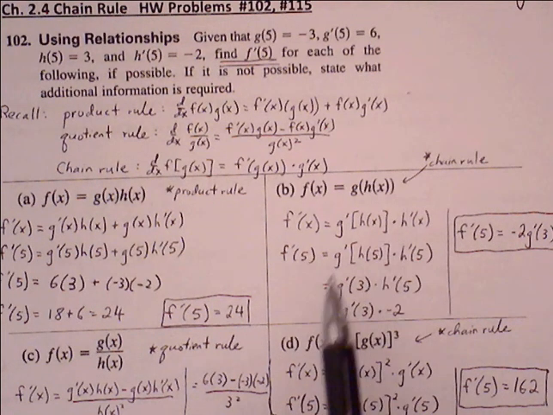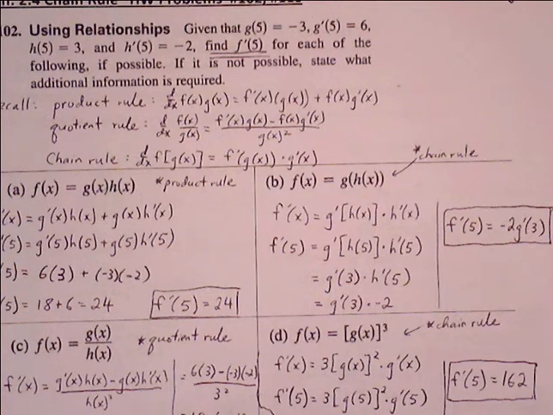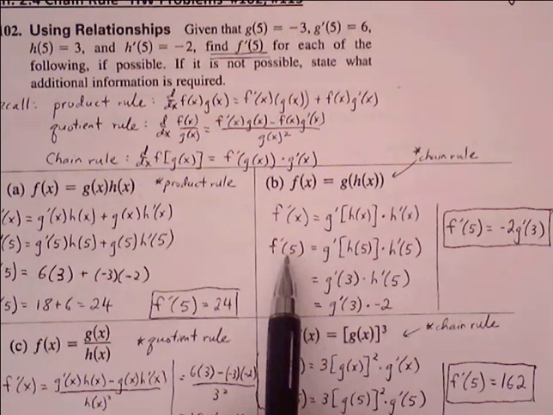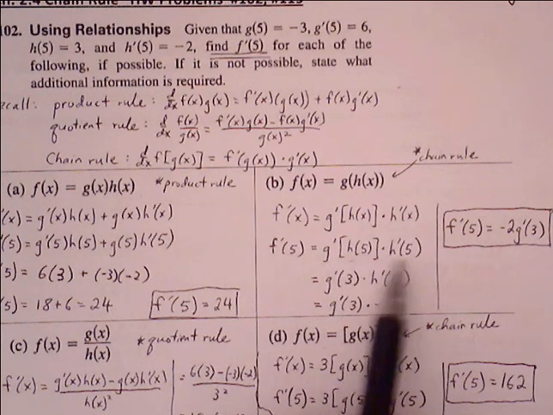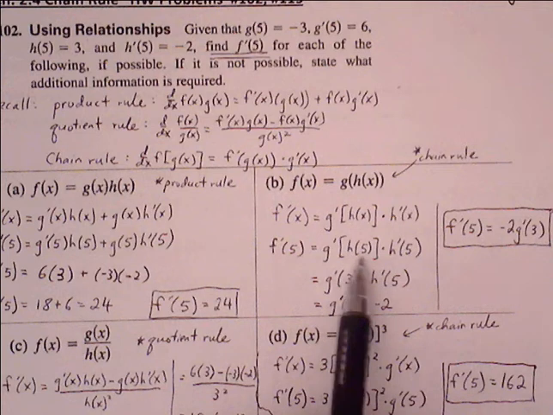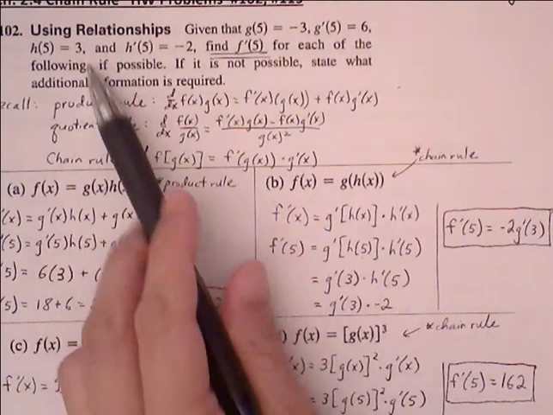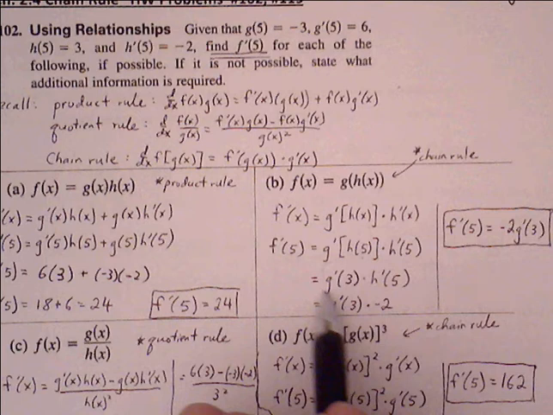Okay. Now, step by step, we're going to get this out of function and derivative notation. First thing we do is replace every x with 5. So h of 5 here, h prime of 5. We know what h prime of 5 is: negative 2. So replace h prime of 5 with negative 2. From here, we work from the inside out. h of 5 is 3, so replace h of 5 with 3. Now that we have 3 in place of h of 5, we can evaluate this derivative.